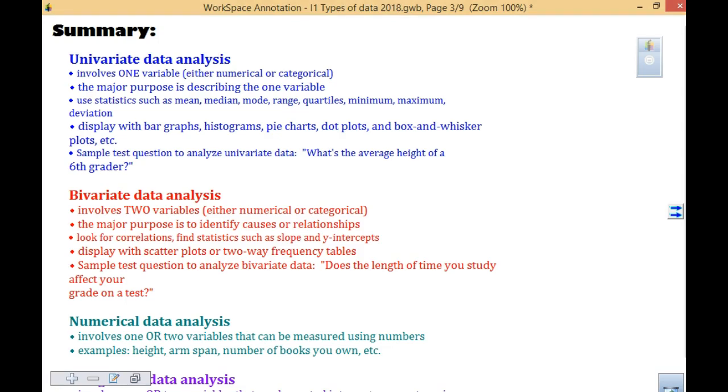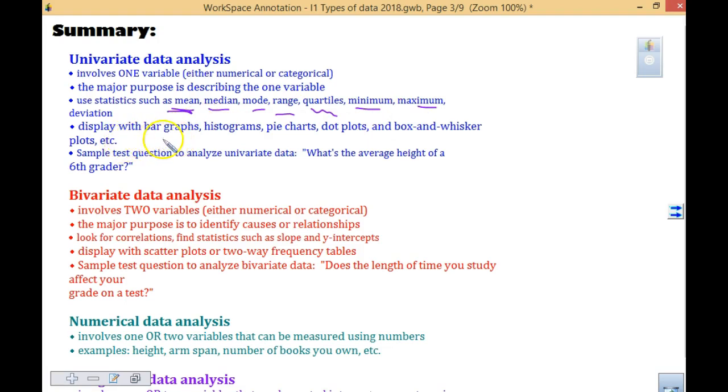So univariate. If you think of the word uni, you'd think one. Involving one variable is the first statement. The major purpose is describing one variable using statistics. If you want to underline, these are the statistics that we are going to be asked to use when we have one piece of data: the mean, the median, the mode, the range. Quartiles, you'll get into that more next year, minimum and maximum, and our standard deviation.